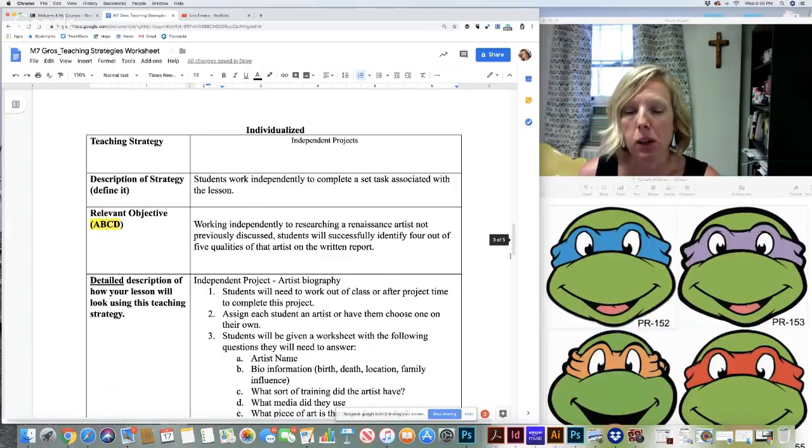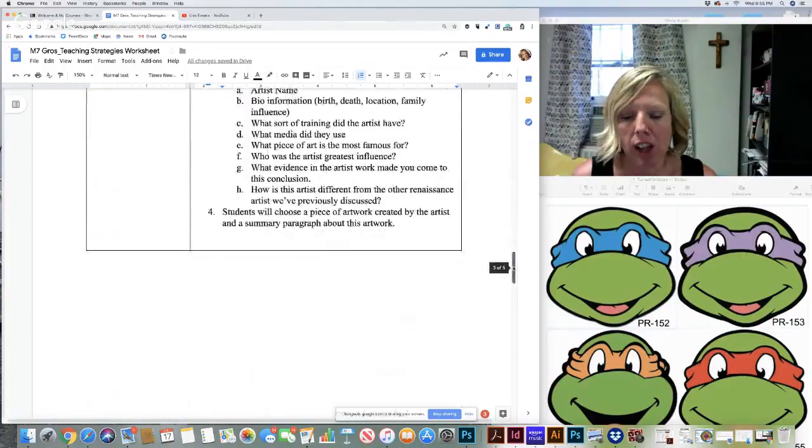So I like this because it gives them a basis of the information that we've already been talking about, but it builds upon their knowledge because they're investigating on their own, and they're finding data that is similar to the information that we've already talked about.